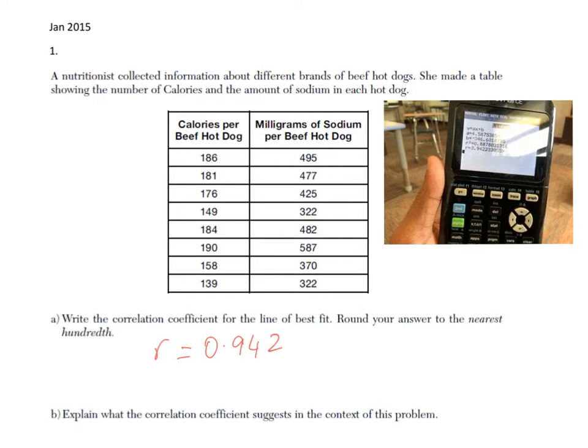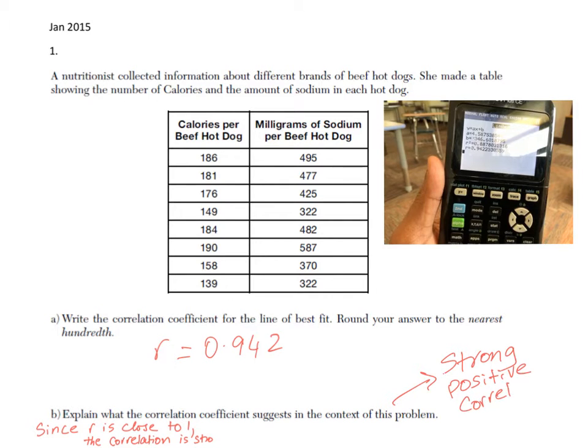Now this is close to 1. Since R is close to 1, the correlation is strong. So strong positive correlation is what we'll write for this.